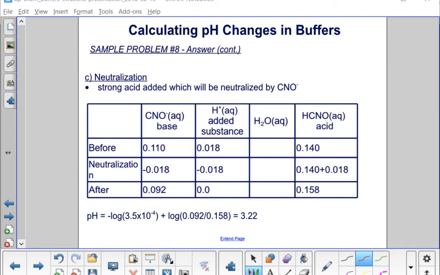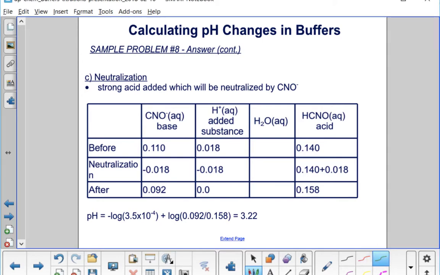All right, let's finish out part C of this sample problem and see what happens to the pH when a strong acid is added to the buffer solution. So remember that that strong acid in the form of H+ will be neutralized by the conjugate base in the buffer solution, or in this case, the CNO- anion. So I'm going to just, again, make some notes here. What am I starting with before? So I have my moles of CNO-, how much strong acid I added, and how much of the acid in the buffer solution was initially present.